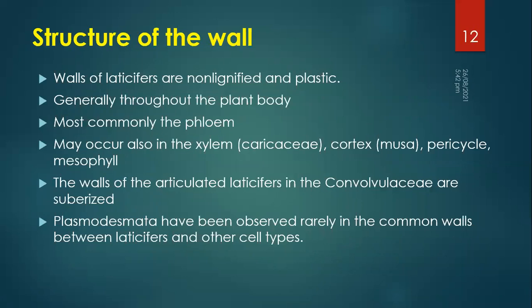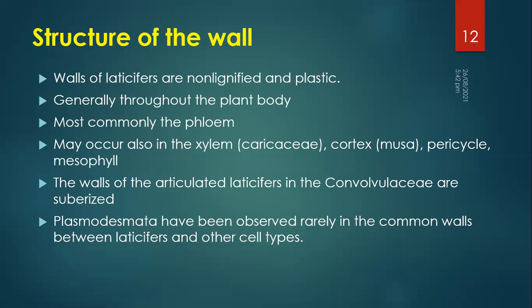The structure of the wall of the laticifers is also different in different types of species. The walls of laticifers are non-lignified and plastic. Generally, they occur throughout the plant body, but most commonly in the phloem. In phloem tissue they are present, however, they cannot be differentiated. Such tissues are generally identified by non-liquefied, plastic type walls.